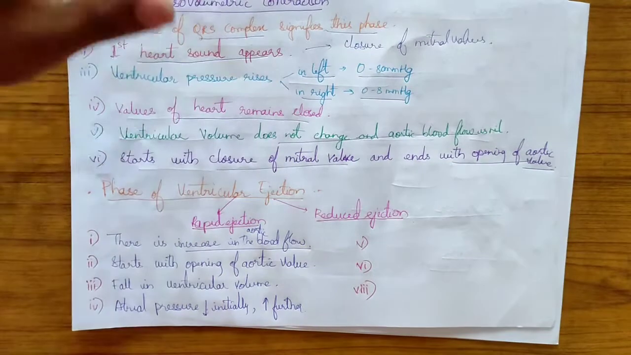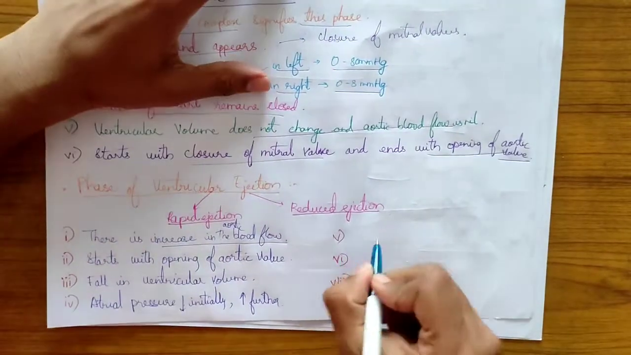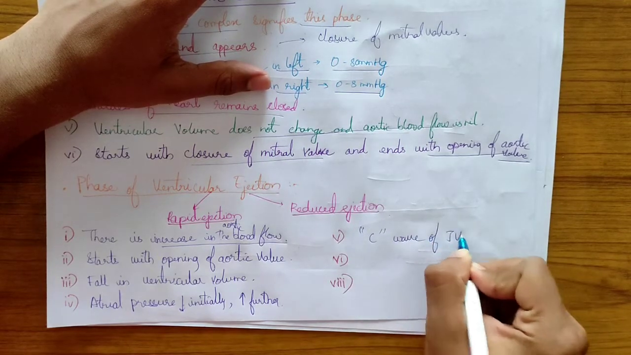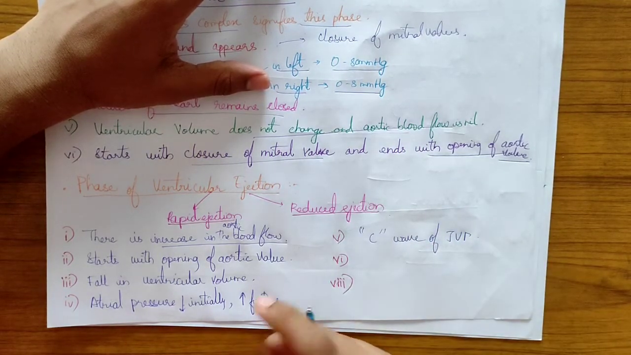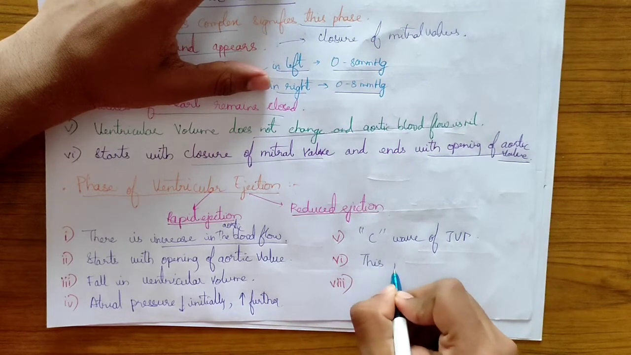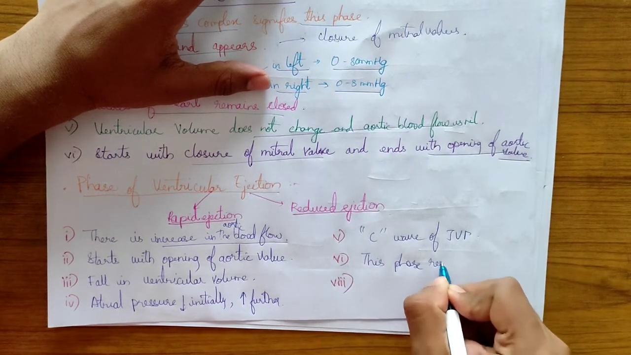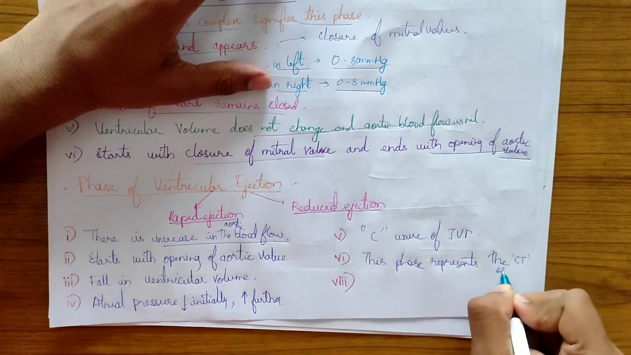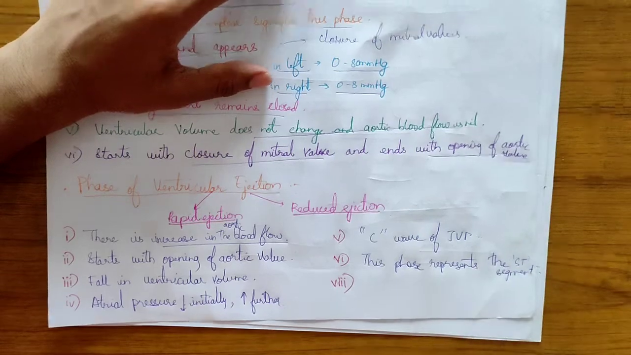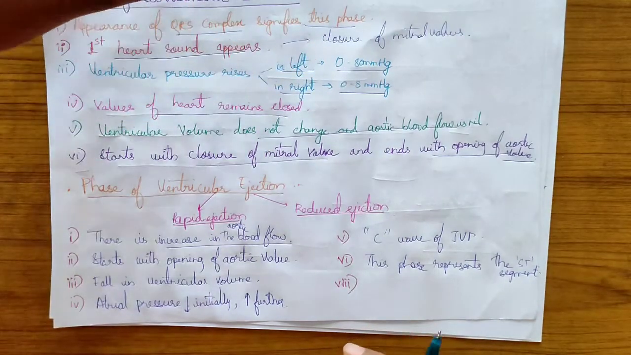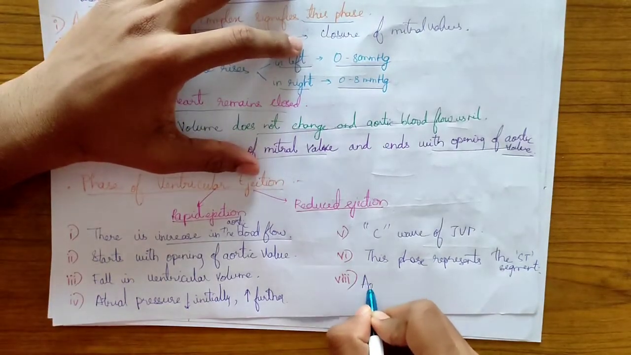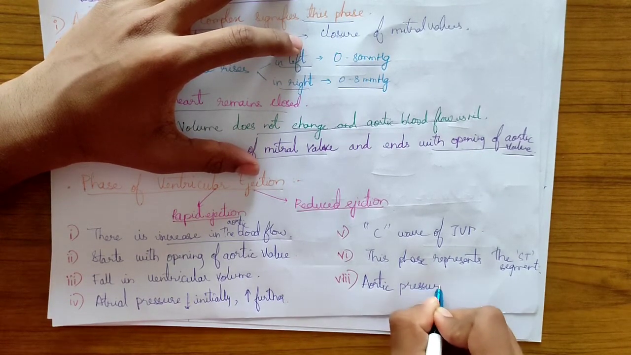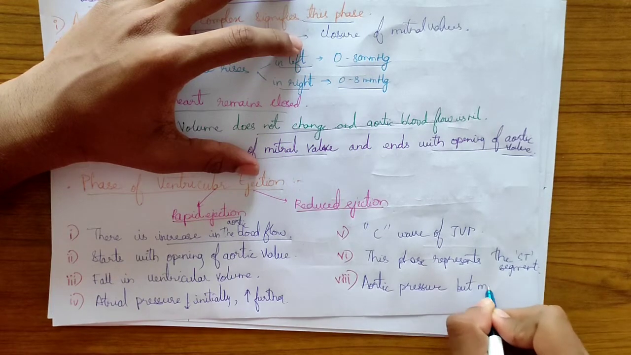The next point you can write by remembering is that the C wave of the JVP occurs in this phase. This phase represents the ST segment of the ECG. Okay. So there is also an increase in the aortic pressure. I told about it, but I did not write it.